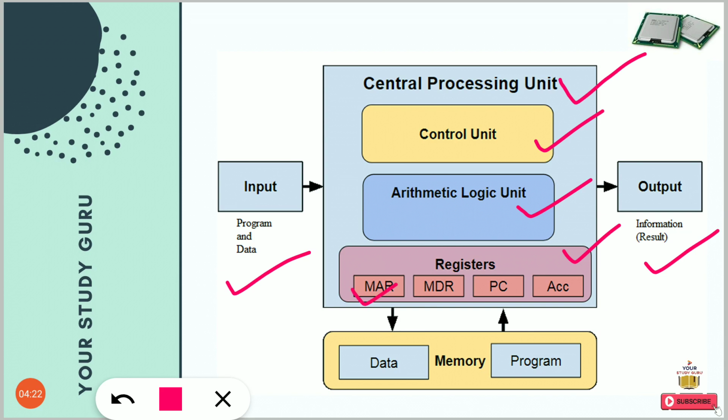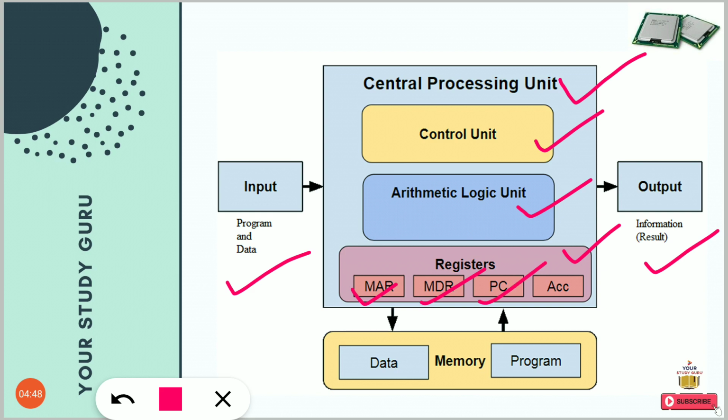Now MAR. What is MAR? MAR is the memory address register. It holds the address of the data word to be accessed. It can be any keyword or any data you press. After that, MDR. What is MDR? MDR is the memory data register. It holds the data word when it is transferred to another form or to the main memory.